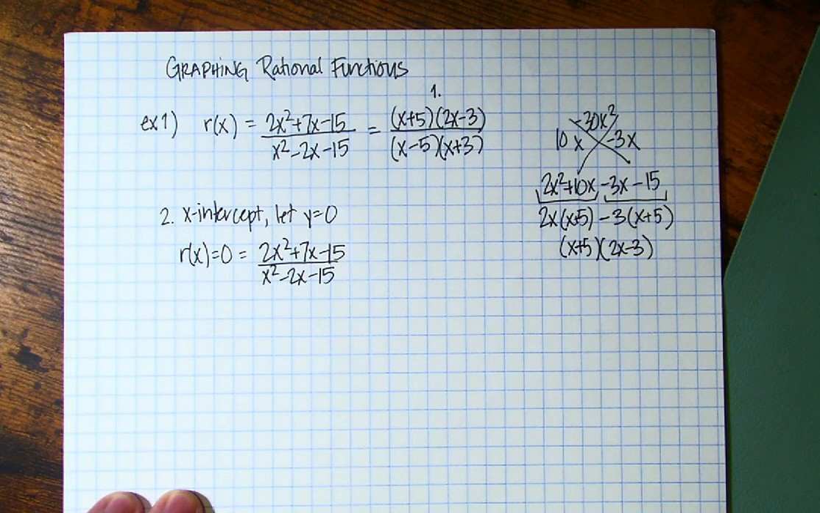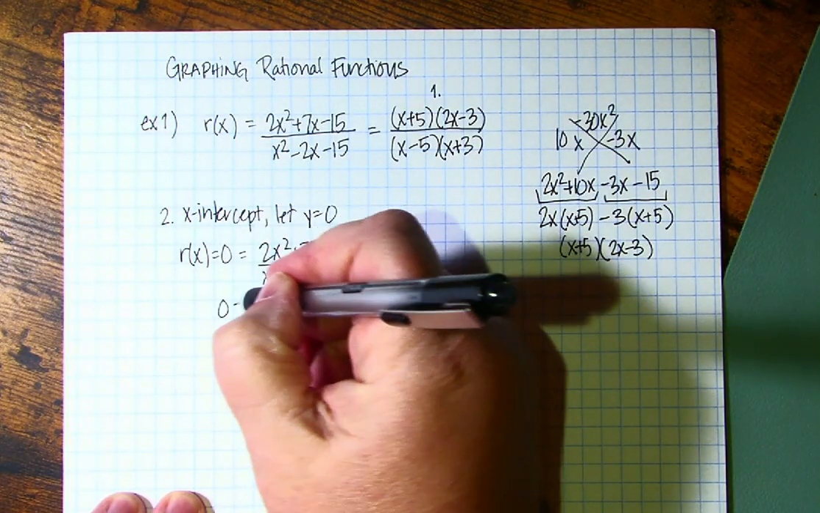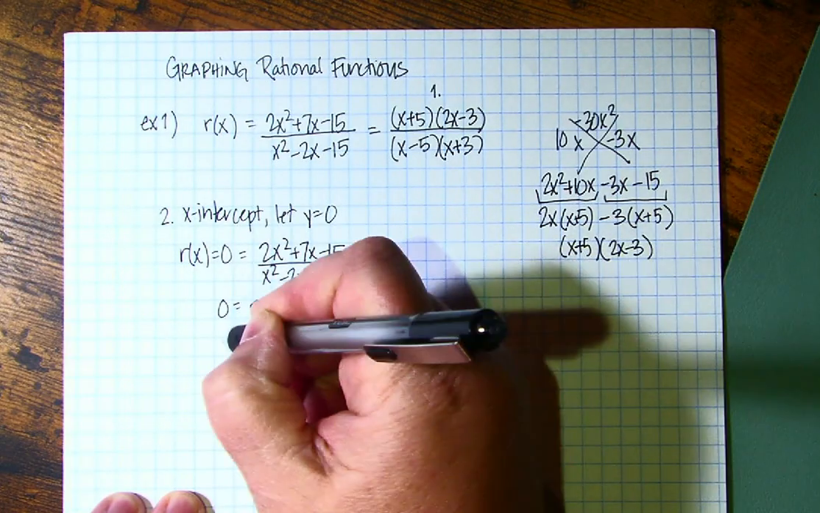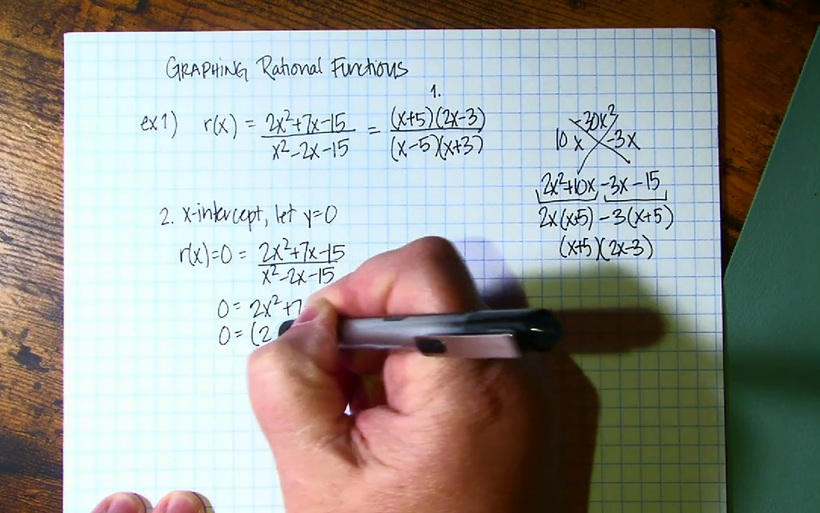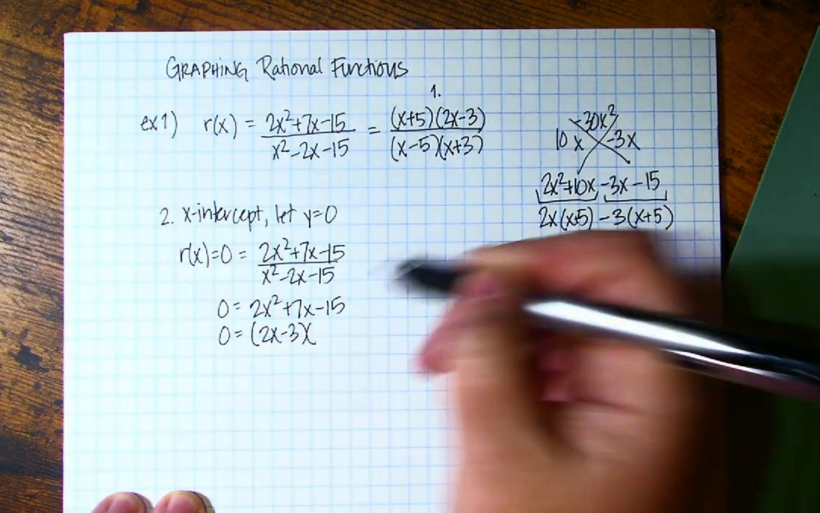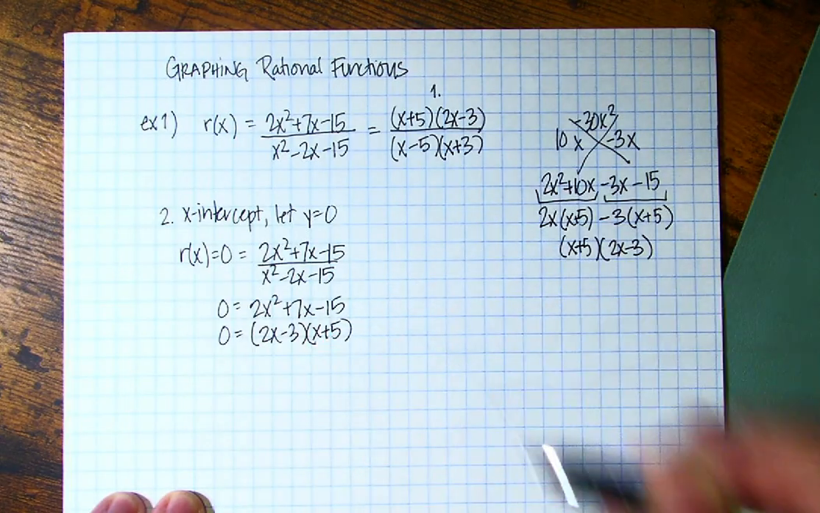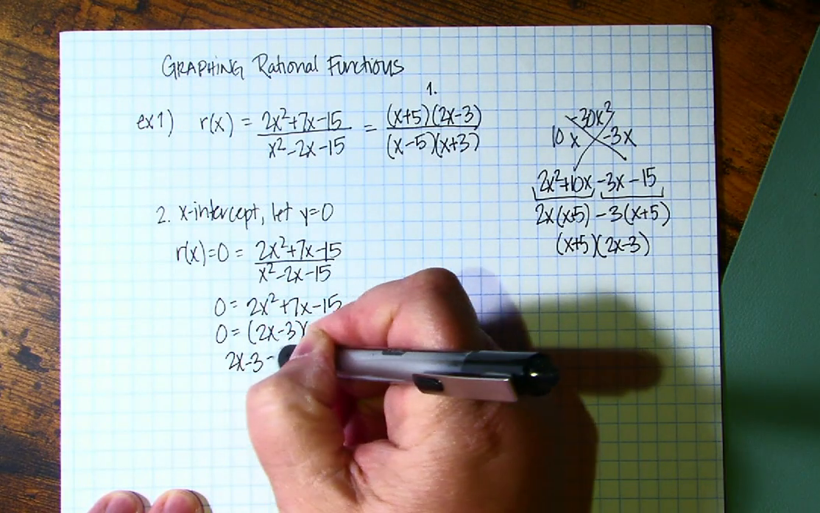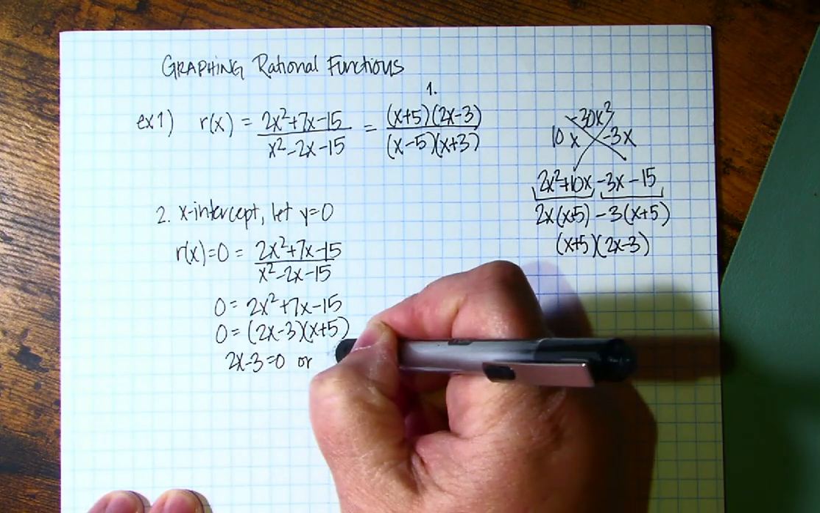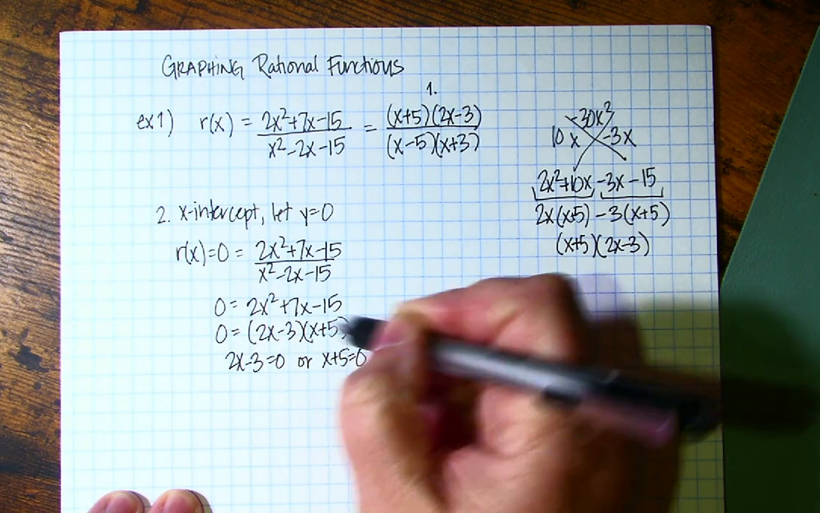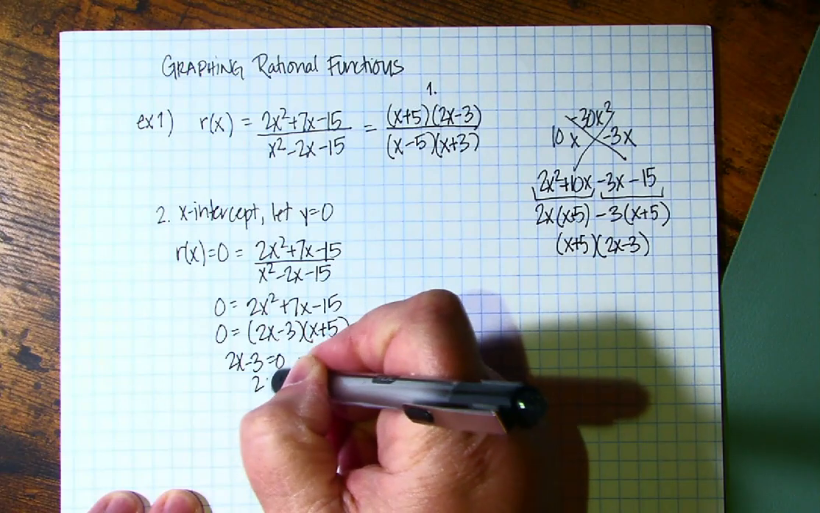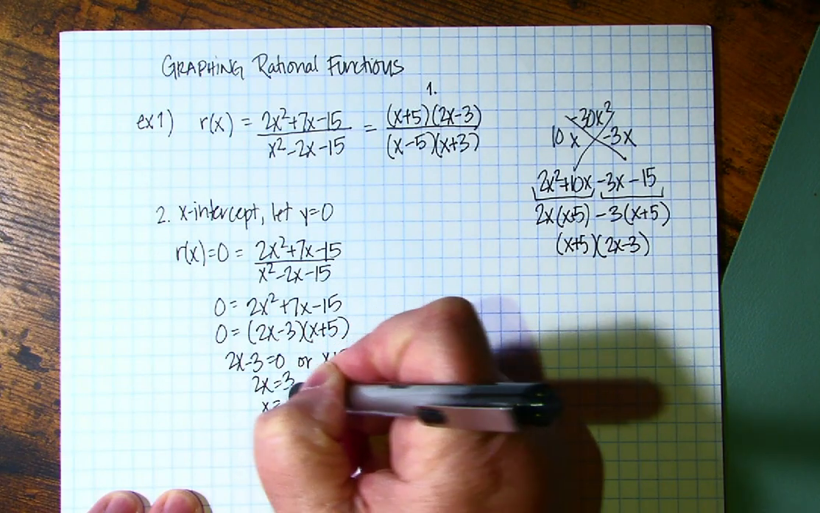In order to clear the denominators, we would multiply both sides by that x squared minus 2x minus 15, leaving us with 0 is 2x squared plus 7x minus 15. We, of course, have the factors of this. It is 2x minus 3, x plus 5. And once we know that factored form, each one of those factors gets a shot at 0. 2x minus 3 is 0, or it is possible that x plus 5 is 0. Solving this little mini equation, we have 2x is 3, and x is 3 halves.